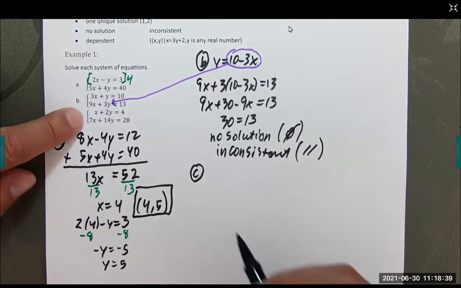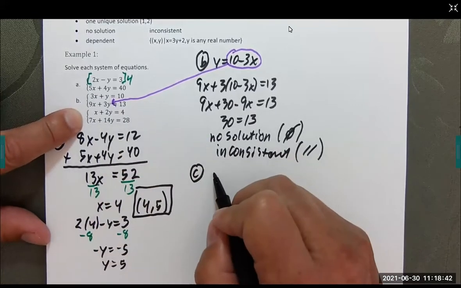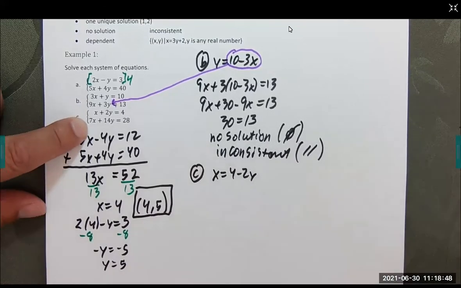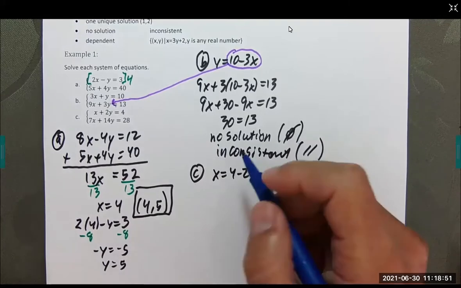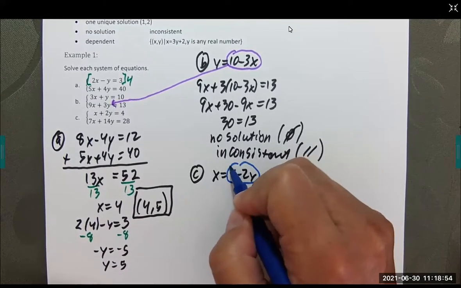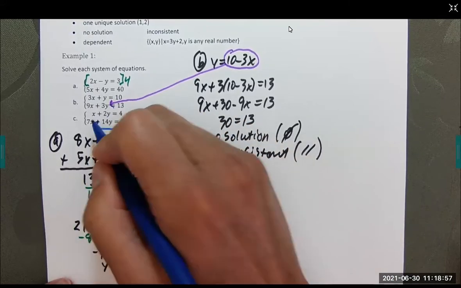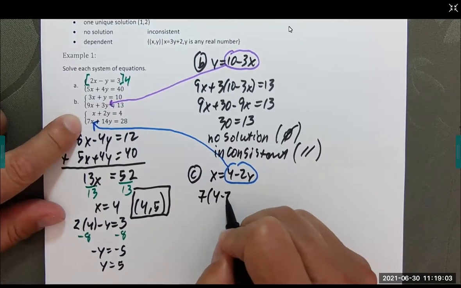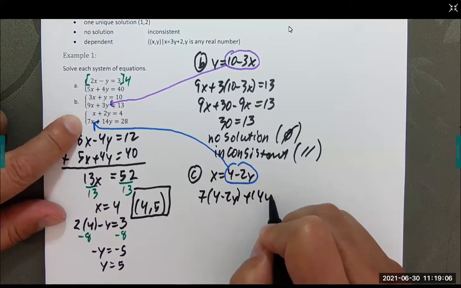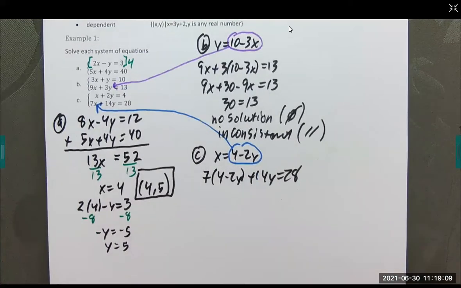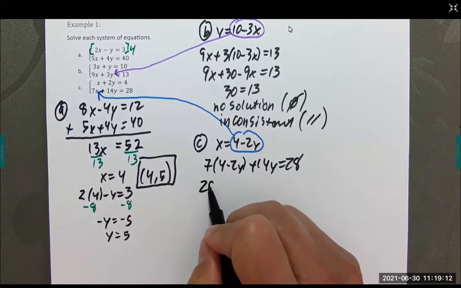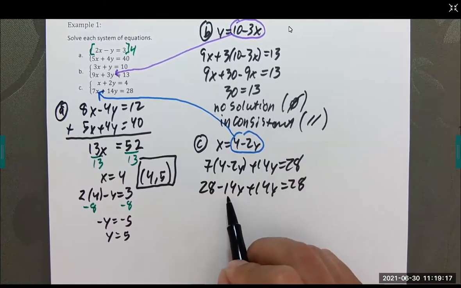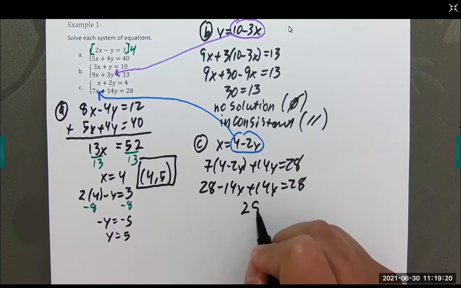All right, for this next one, I'm going to subtract a 2y to the other side. I'm going to use this substitution method again. So x equals 4 minus 2y. And now I'm going to take this and plug that into there. So I get 7 parentheses 4 minus 2y plus 14y equals 28. I'm going to distribute. And -14y plus 14y, again, all of the variables cancel out.